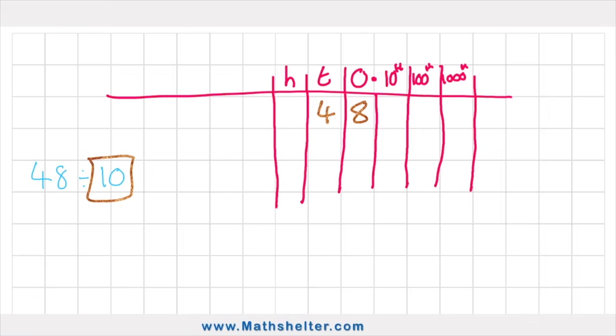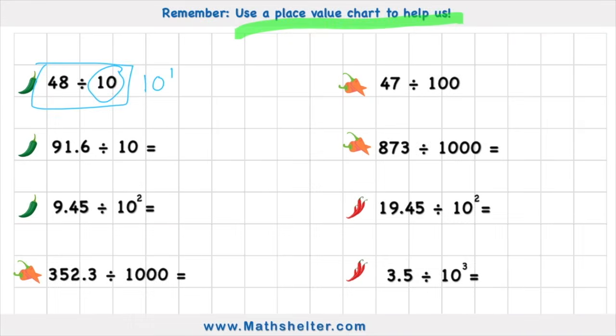So let's begin. My 8 will come into my tenths column, and my 4 into the ones column. Put back my decimal, and I'm left with 4.8. One thing to make a note of, my decimal place never moves. We consider it like a nail in the wall. So 48 divided by 10 equals 4.8.